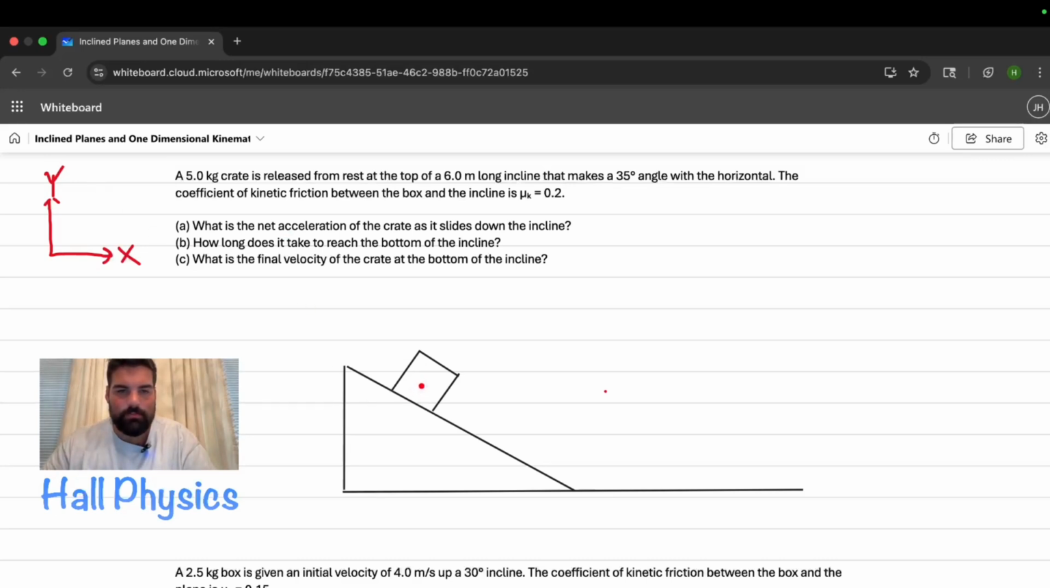So I'm just going to draw all the forces acting on this crate. So we have a weight force, that's mg. We have a normal force. We have the force of gravity pulling the box down. And then we have kinetic friction opposing the motion of the box. So I'm just going to call that our friction force.